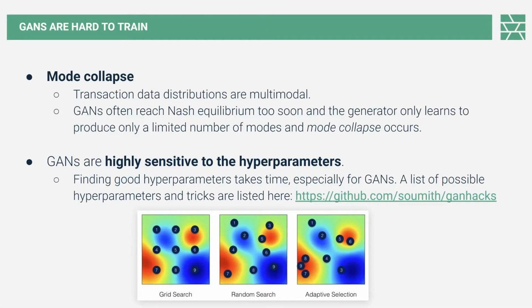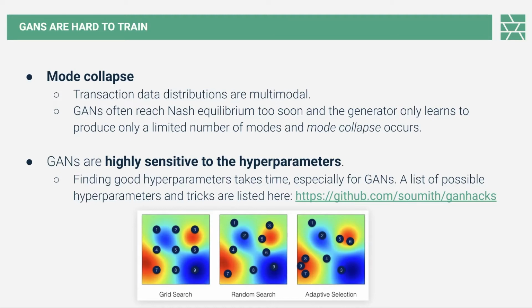Now, that particular approach is problematic because you're prone to what's called mode collapse. The transaction data that we have in money laundering typically will not come from one single distribution but be multimodal. You may have different ways in which money is transferred between people. You'll have different patterns of transfer. And because we have these multiple modalities, the GANs often can reach what's called a Nash equilibrium. That's when they finish training. They'll reach this Nash equilibrium too soon, and they won't have learned all the different modes. So we call that mode collapse. We've only learned some of the modes.